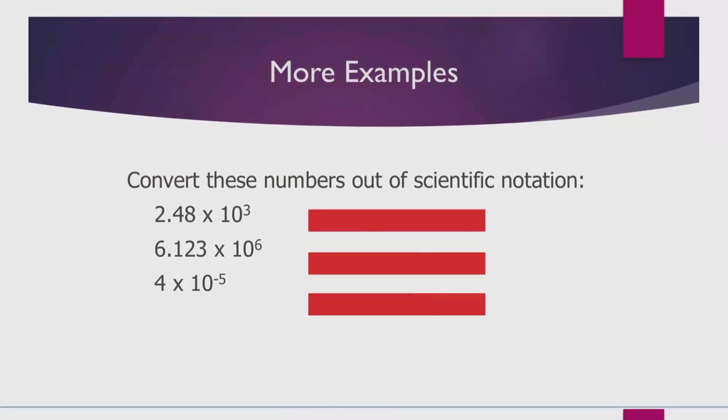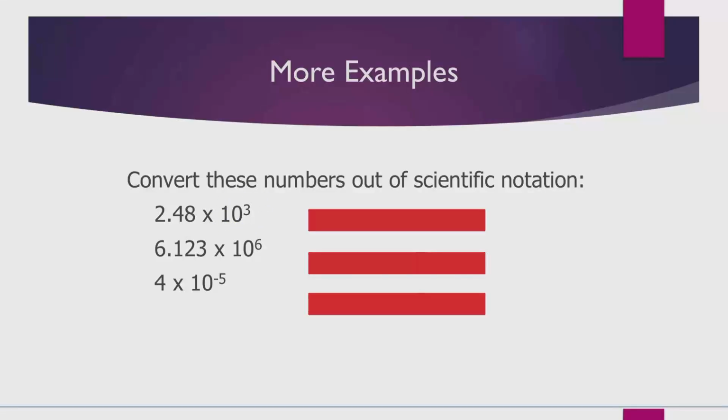Some more examples. Convert these numbers out of scientific notation. So turn these into standard notation. We didn't talk about this, but let's just see if we can do it. I'm just kidding. These are examples. So I'm going to show you how to do them, and then the next slide has for you to do them. So this number, 2.48 times 10 to the 3.